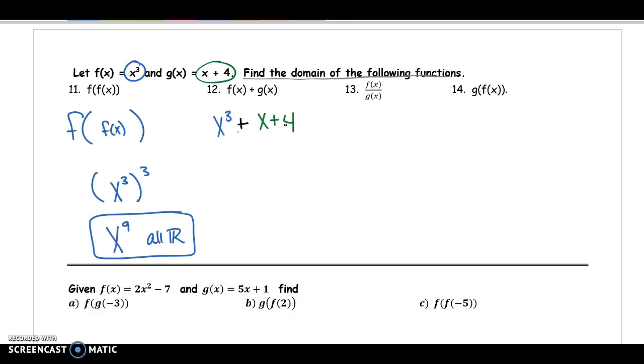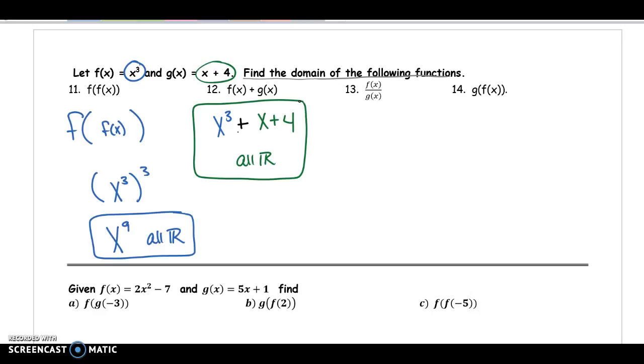Is there any simplifying that we have to do with that one? No. Are there any restrictions? No. You can do positives, negatives, 0, everything's fine. So our domain is all real numbers. Your domain is usually all real numbers. There are only a few times that you have to do some sort of domain restriction.